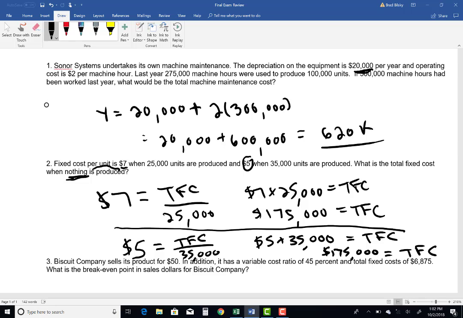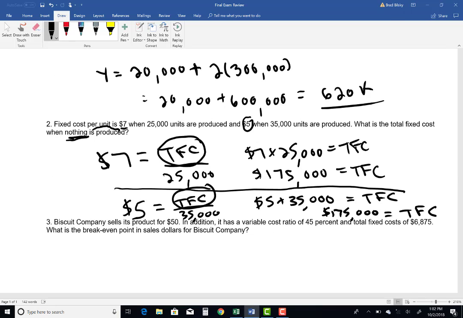The total fixed cost is going to go down as we produce more. The reason this works out nice and cleanly in this case is because we're dealing with the same number here in the numerator. So you would have arrived at the same number in either event. I just want to stress that relationship between fixed cost and production. Even when we're not producing anything, we're still going to have some level of fixed costs.